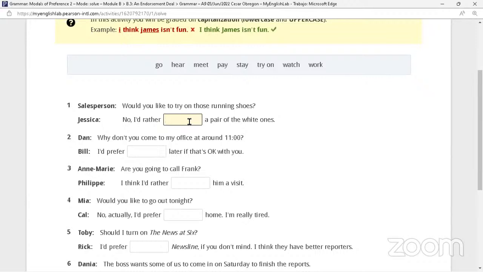Would you like to try on those running shoes? No, I'd rather try... or try on. Try on, I guess, no? Yes, try on. Correct. Try on a pair of the white ones.